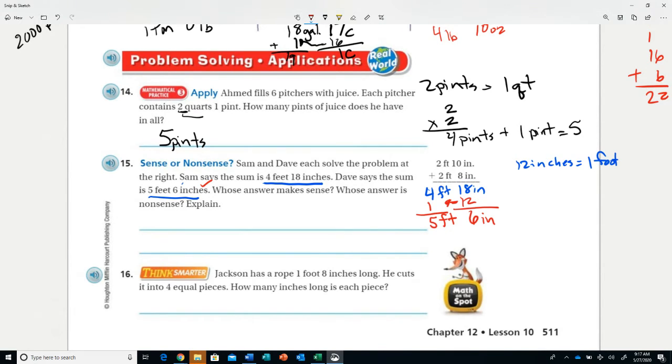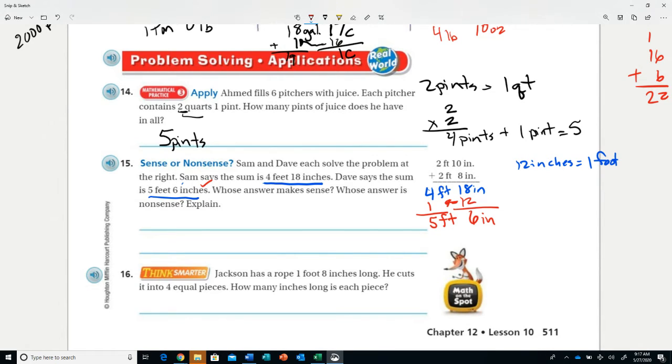So sense, nonsense, they both make sense. If I had to choose which one would be most correct, I suppose Dave is the most correct, in that I can't adjust this answer any further. 4 feet 18 inches is correct. It might not be completed. It's 100% correct. Maybe it's not 100% done.